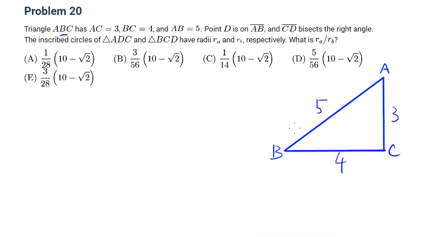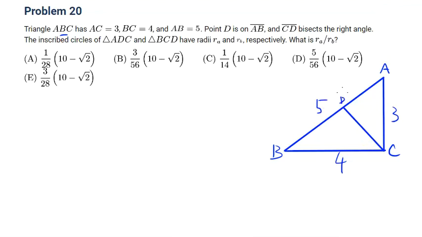Point D is on AB, and CD bisects the right angle. CD bisects the right angle. So, bisect. If it's bisect, then each of these is 45 degrees, right? They're all 45 degrees. This is D.